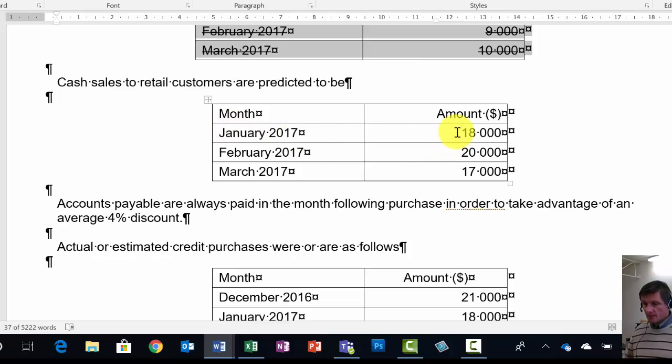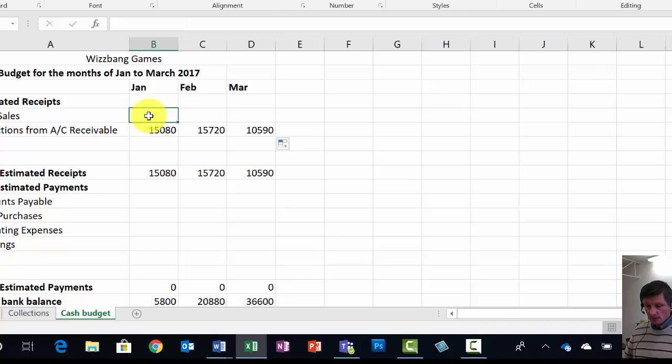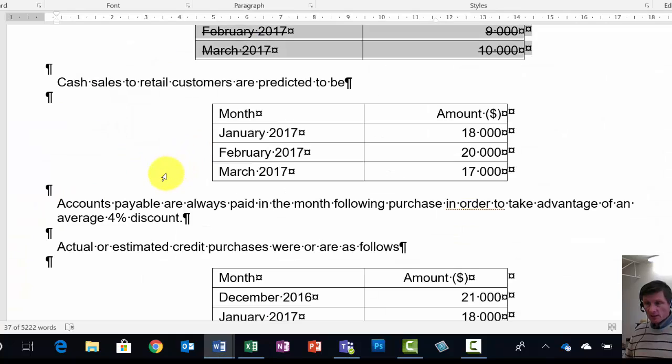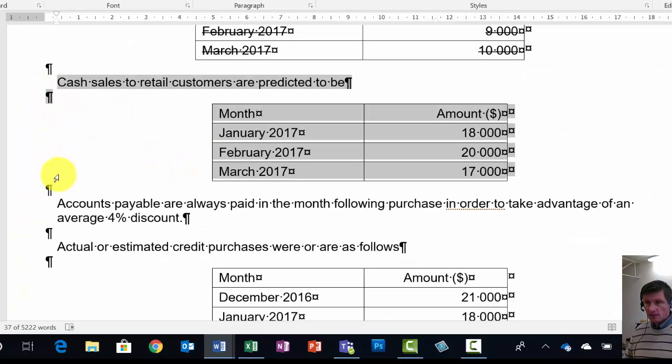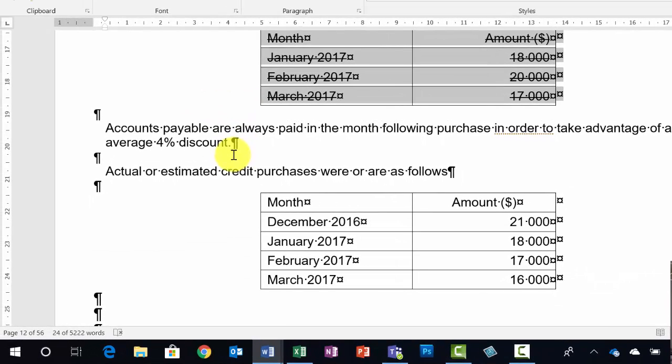Cash sales, so I've got to put in 18, 20 and 17 into here. So put that in and you can see how my formulas are working. So now I've done this bit, and I'm just crossing it off so I'll remember I've done it. Accounts receivable are payable in the month following the purchase to take advantage of a 4% discount. So now we've got to be careful.